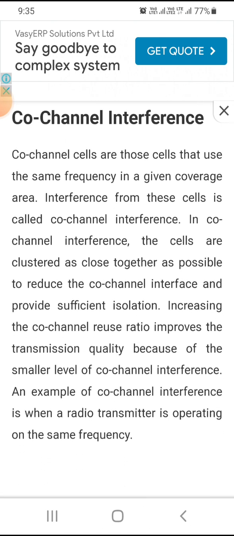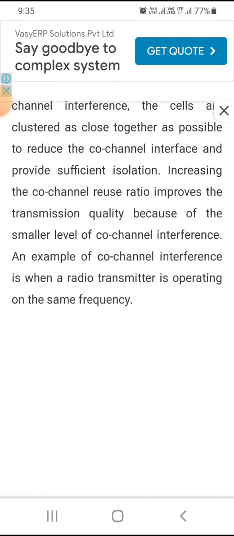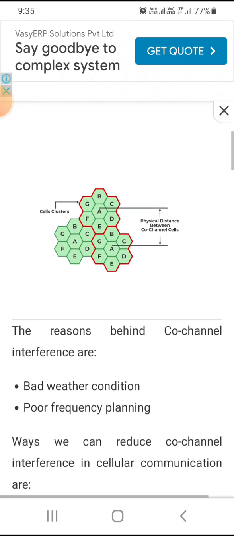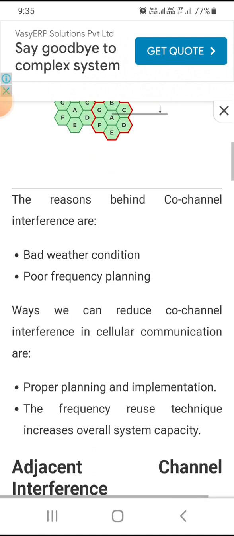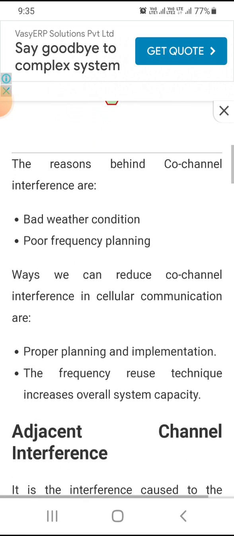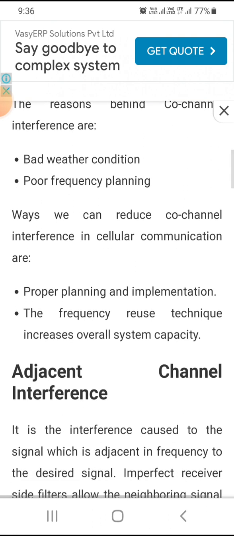Increasing the co-channel reuse ratio improves the transmission quality because of the smaller level of co-channel interference. An example of co-channel interference is when radio transmitters are operating on the same frequency. So the cell cluster is there, and the physical distance between co-channel cells matters. The reasons behind co-channel interference are bad weather conditions and poor frequency planning. We can reduce co-channel interference in cellular communication through proper planning and implementation. The frequency reuse technique increases the overall system capacity.